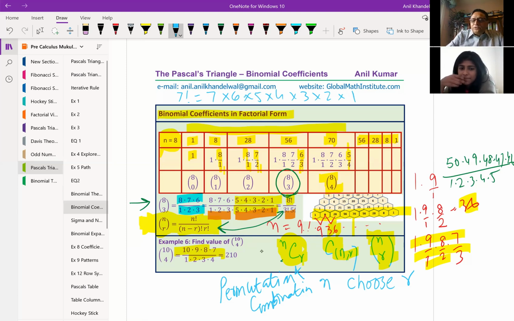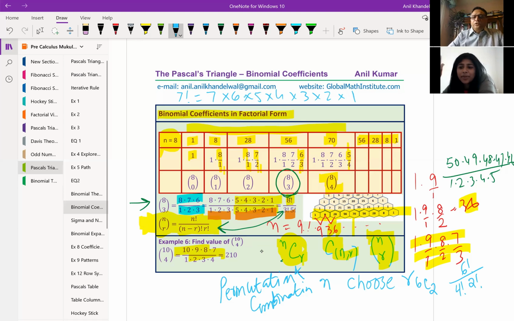So let's do one thing. Let's take the number 6 choose 2. That basically means 6 factorial over, what is 6 minus 2? 4. 4 factorial times 2 factorial. This is one way of doing it.